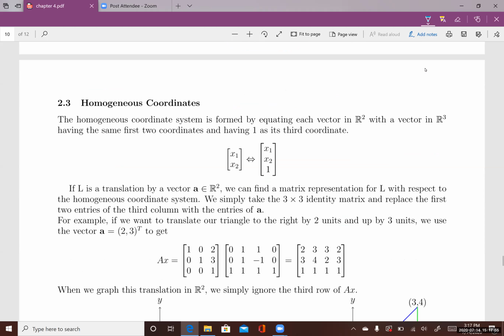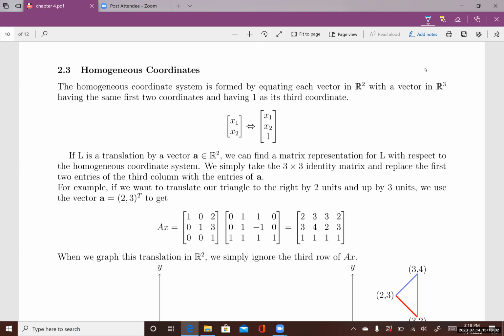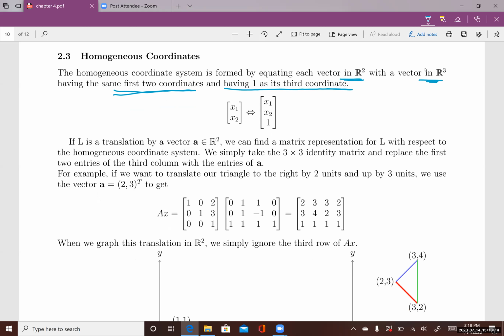So what are homogeneous coordinates? This coordinate system is formed by equating each vector in R2 with a vector in R3 having the same first 2 coordinates and 1 as the third coordinate. For example, if this is a vector in R2 and you want to translate it into a vector in R3, you keep the same entries for the first 2 entries, but always assign a 1 as the third entry.